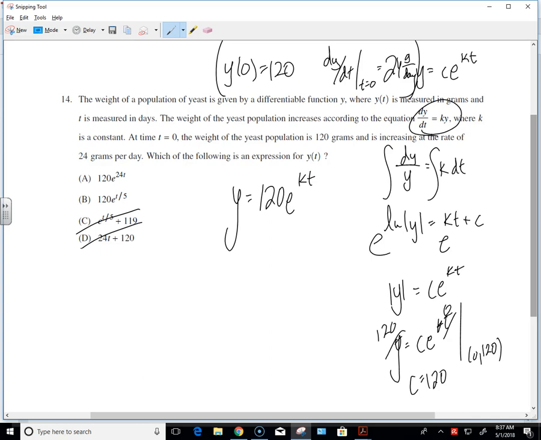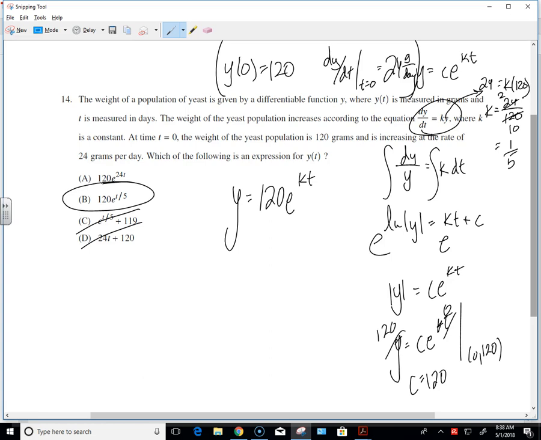And this guy says when t is 0, what is y? So when t is 0, y is 120. So I can say k times 120 is equal to 24. So then k is equal to 24 over 120, which would be 2 over 10, which would be 1 over 5.